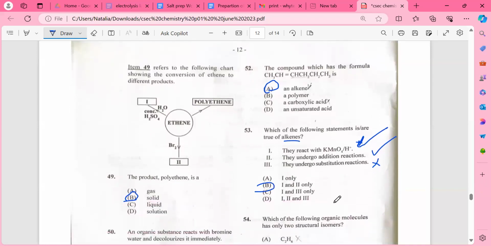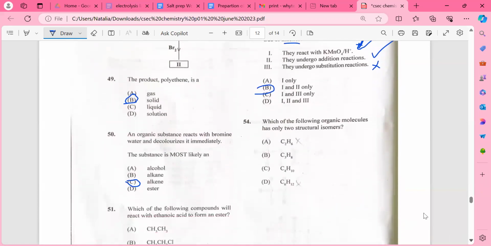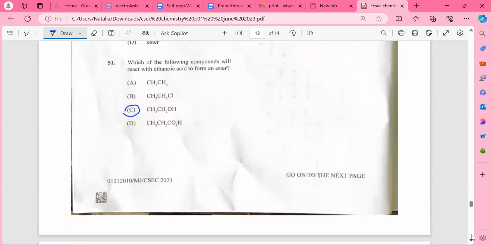B. Which of the following organic molecules has 2 structural isomers? So 2 structural isomers is going to be C. 1 and 2, A and B only have 1. Butane has 2, and this one has quite a few.